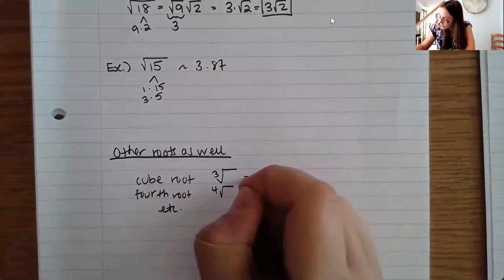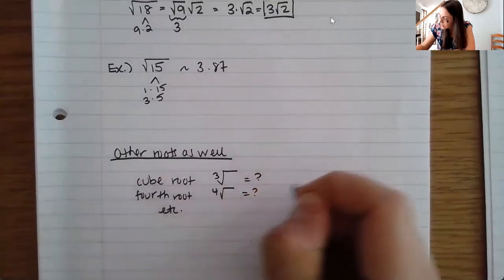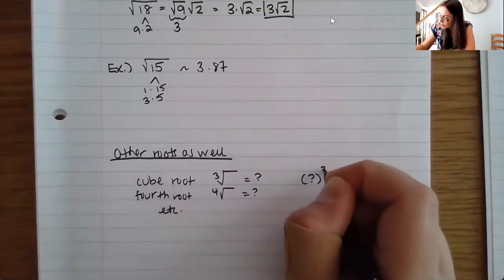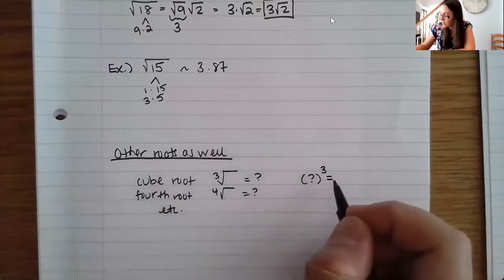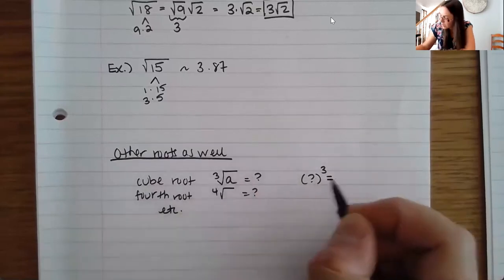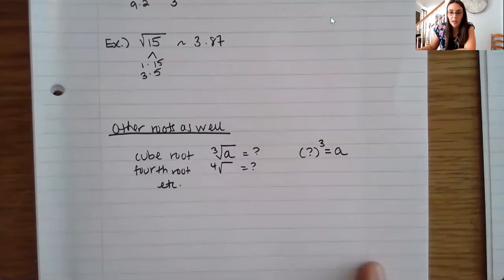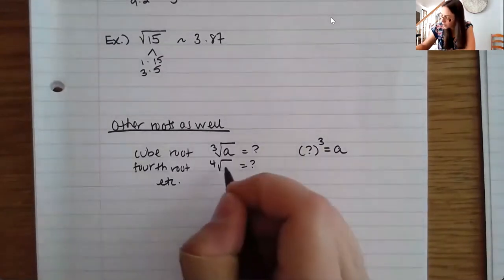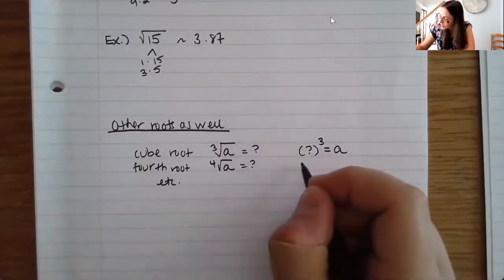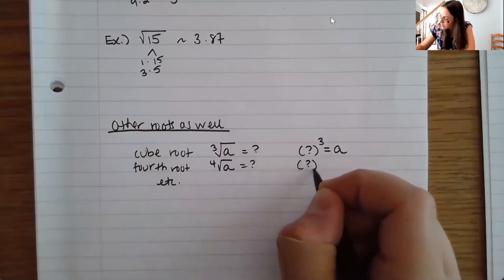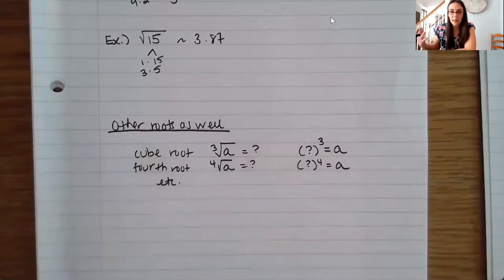And so what you're looking for here for your answers is a number such that when you cube it, you get the result. So let's say I want the cube root of a. Well, I'm looking for the number that, when I cube it, I get a. Or if it has a 4 here, then I'm looking for the fourth instead.